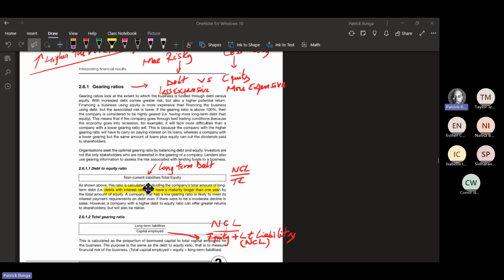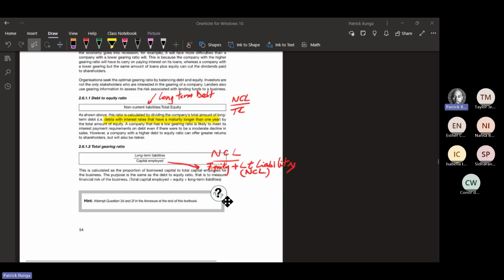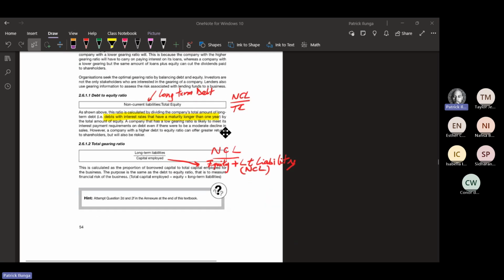So non-current liabilities divided by the total equity. Sorry, a little bit, it's total equity. So forgive my handwriting, but I just want to emphasize this. It's non-current. That's all. The total gearing now will be the non-current liabilities divided by the equity plus the non-current liability. Now I'm asking you, why is that?